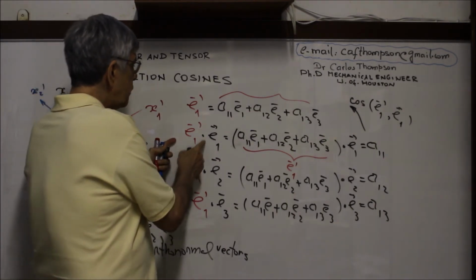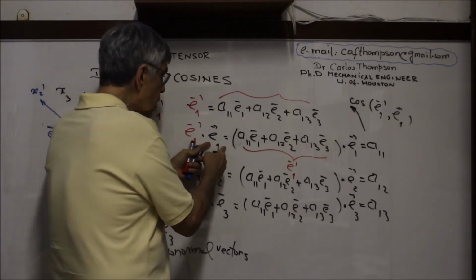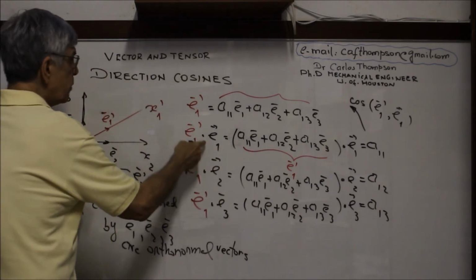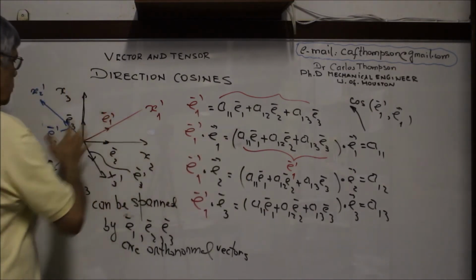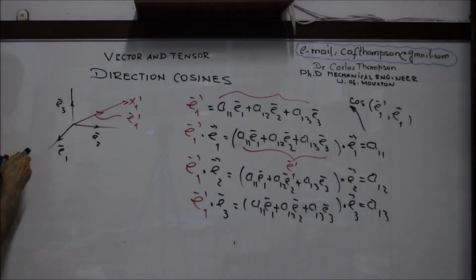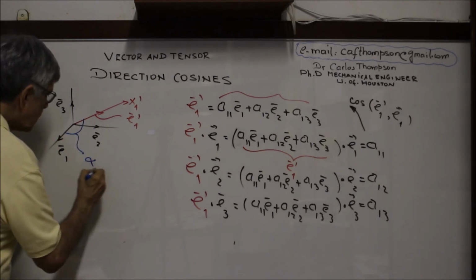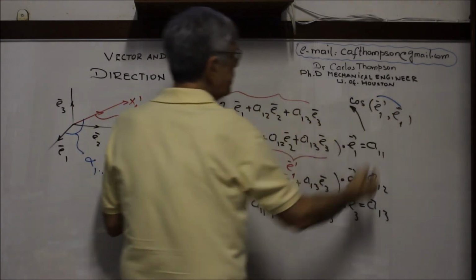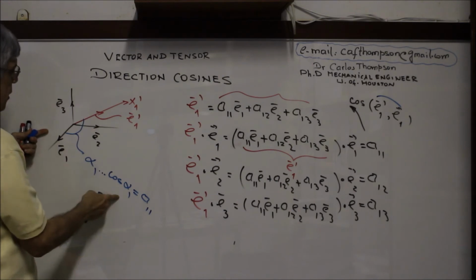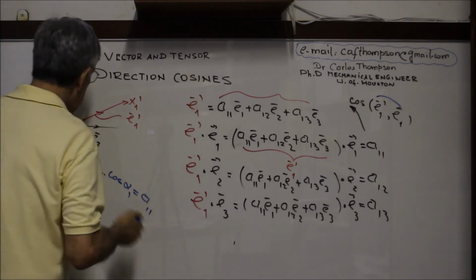E1 prime dot E1 is the magnitude of E1 prime times the magnitude of E1 times the cosine of the angle between E1 prime and E1. Let's write down right here. I will raise it here just to focus on x1 prime. Suppose this angle here is, I call alpha 1. So cosine of alpha 1 is equal to A11. The angle between E prime 1 and E1, I call alpha 1. That cosine of alpha 1 is called direction cosine.